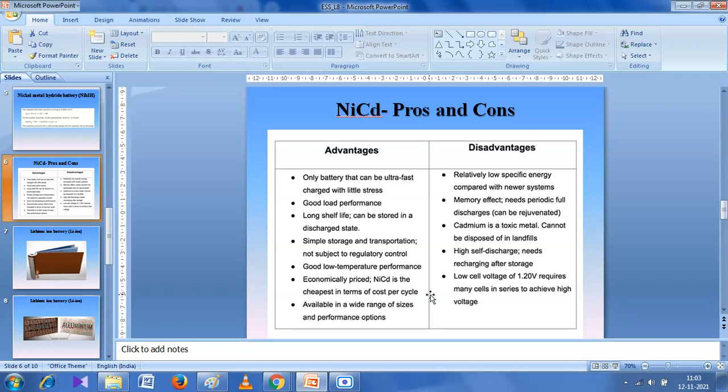And the last point is the voltage level. For the nickel cadmium battery, the voltage level is 1.2 volts. That means suppose we need a 24 volt supply, we have to arrange a large number of batteries in series. In modern technology, the lithium ion battery voltage level is 3.7. So with respect to lithium ion, the nickel cadmium battery voltage level is low, so we have to arrange more batteries in series to achieve high voltage.